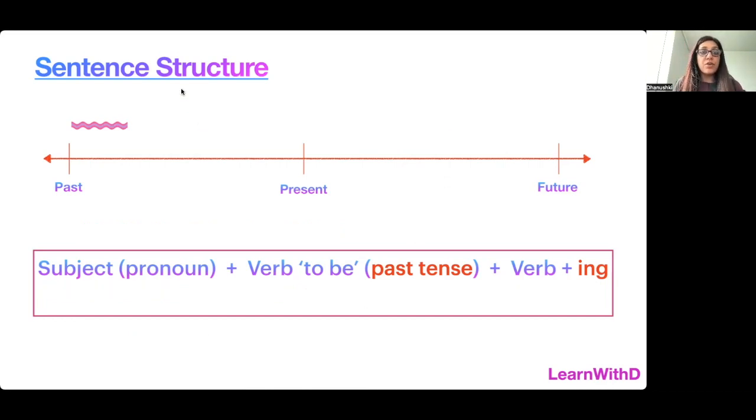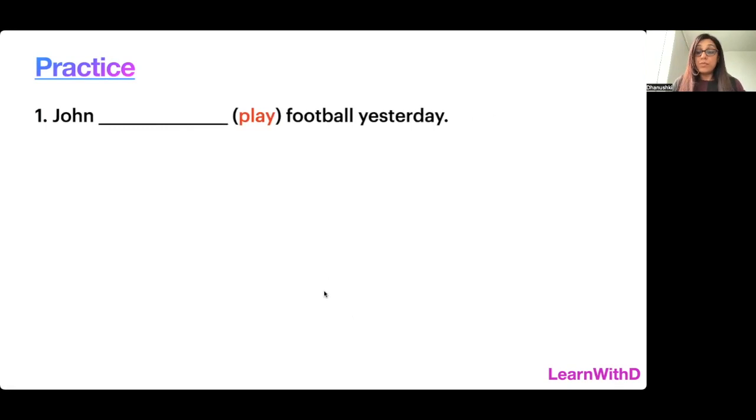All right, so let's go to the next one, which is practice, because practice makes perfect. Again, as always, I'm going to give you a sentence and I will give you a few seconds to try to come up with the right answer. Then I'm going to put the answer on the board so you can check, and in case it's wrong, we can learn and correct. All right, so John blank, verb is play football yesterday.